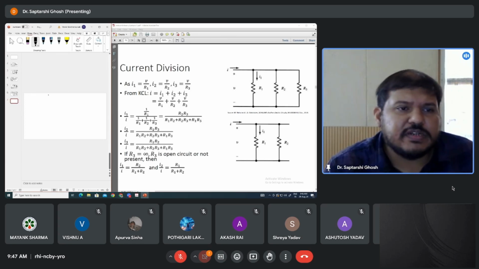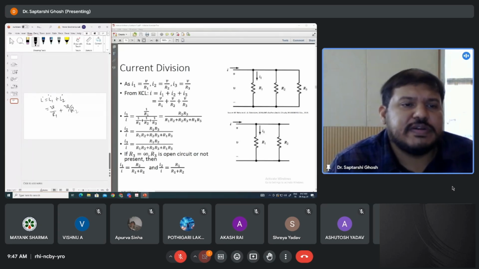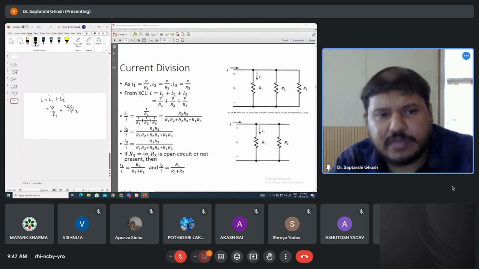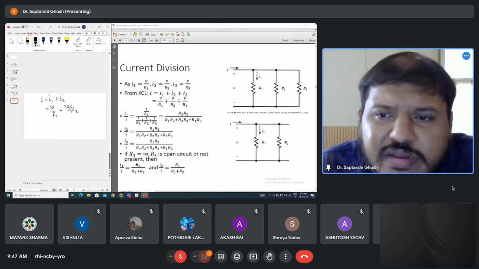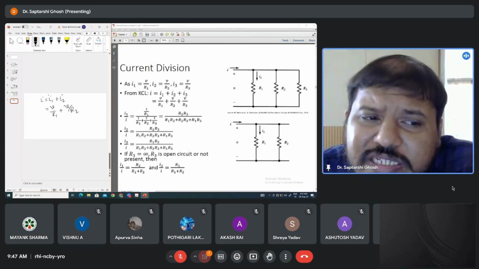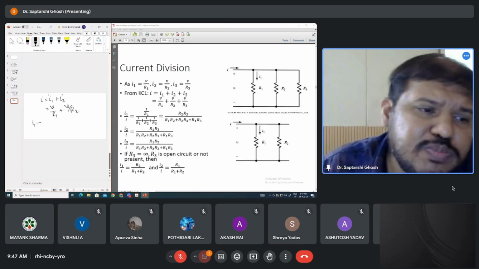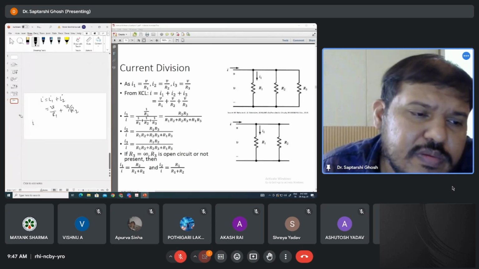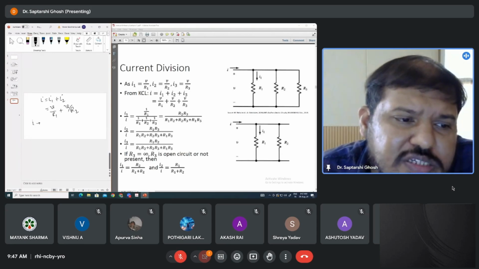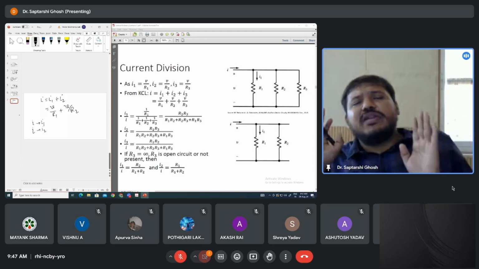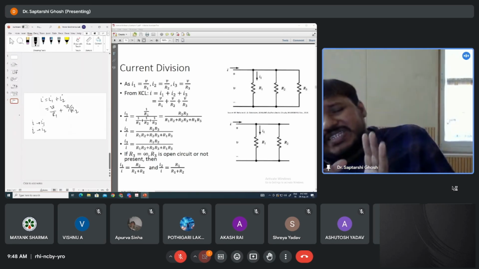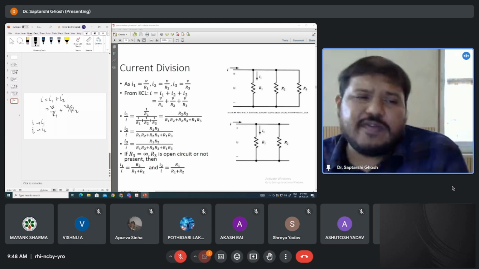From KCL, we have understood that I is equal to I1 plus I2. I1 is V divided by R1, I2 is V divided by R2. Then how is this current getting divided? That means what fraction of I is going to I1, and what fraction of I is going to I2? The sum of I1 and I2 will be equal to I, but what fraction of I is going to I1, and what fraction is going to I2?